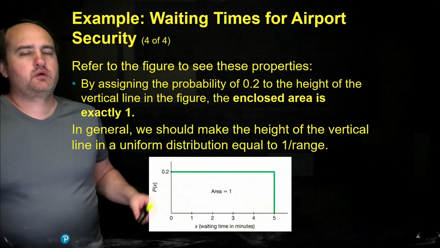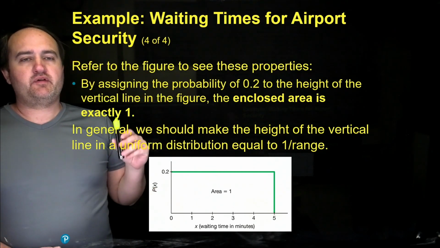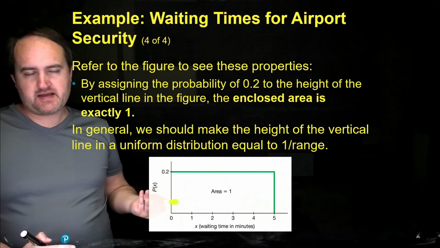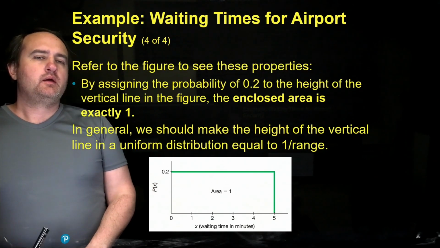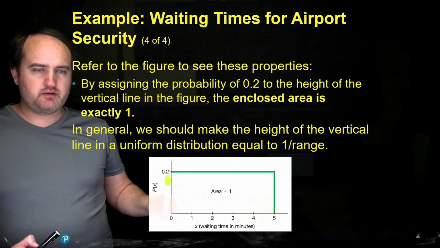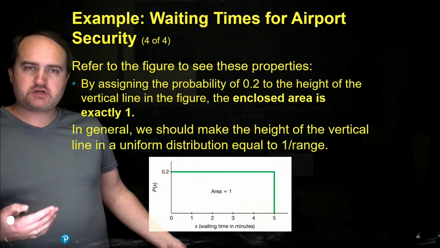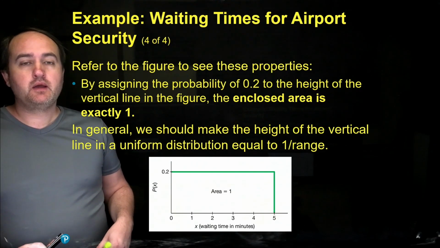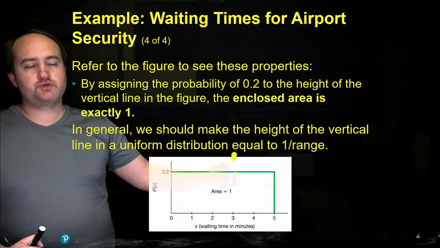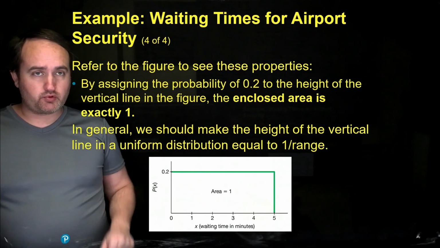Now, as they point out in the book with this example, by assigning the probability of 0.2 to the height of the vertical line in the figure, the enclosed area is exactly 1. But that's just the definition of a density curve. And one easy way to check that your rectangle makes sense is just to do the height times the width. Well, 0.2 times 5 should give you 1, which is 100%. And in general, when you're doing your homework, we should make the height of the vertical line in a uniform distribution equal to 1 over the range, as I showed in the stuff that I wrote on the board.